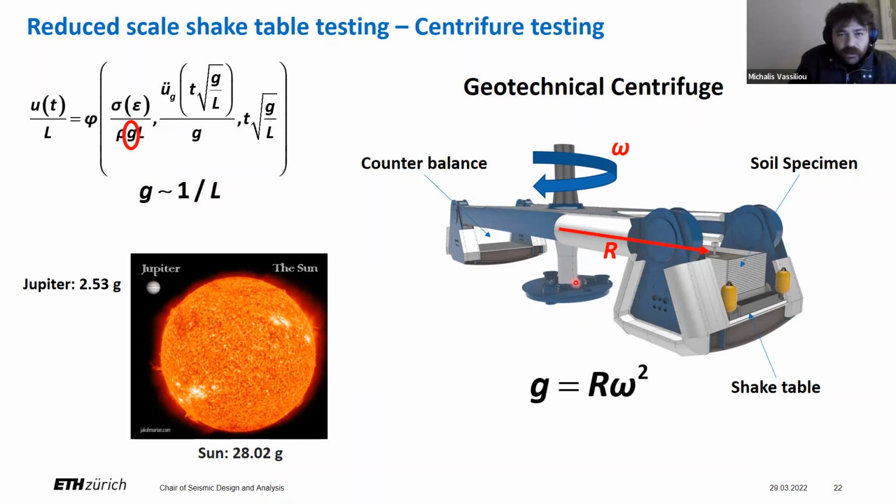Okay, so this is a geotechnical centrifuge, and you can go to G's up to, for example, in the ETH, the one that they built now, they can go up to 250 G's. Compare with Jupiter, which has a 2.53 G gravity acceleration, and the Sun has around 28.